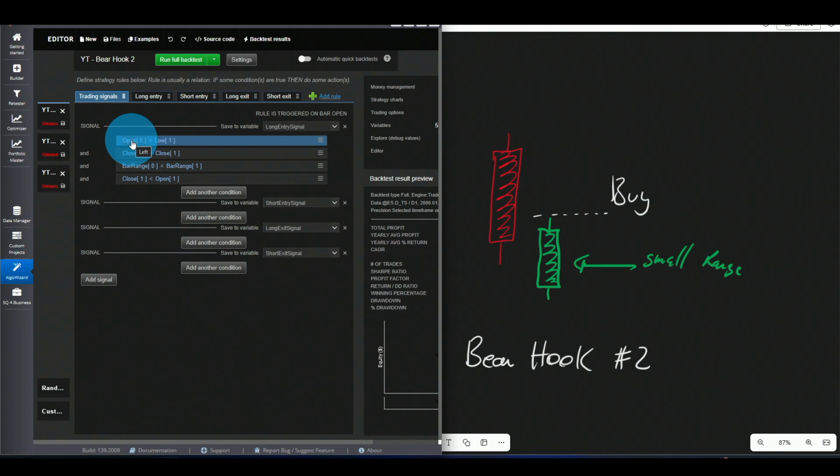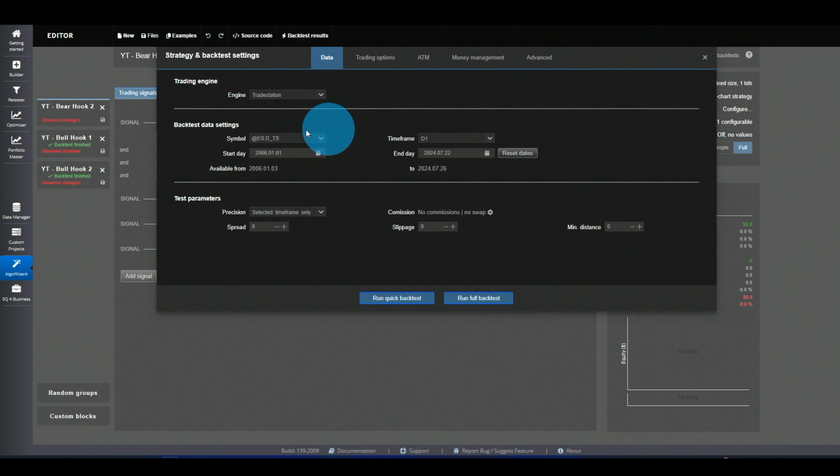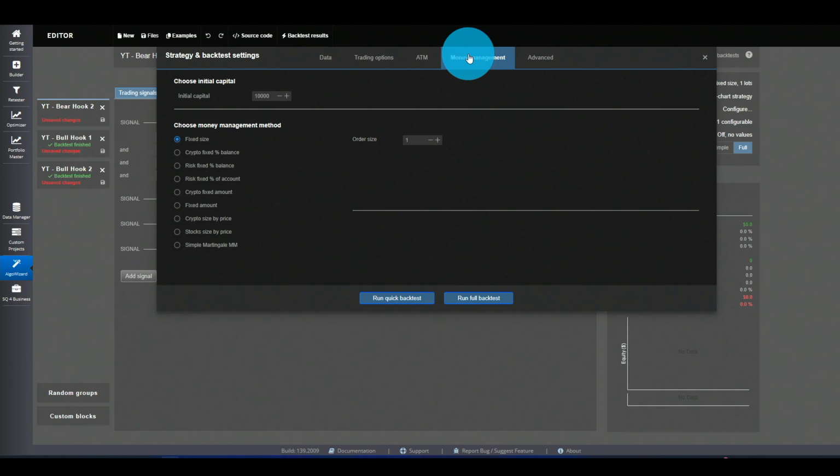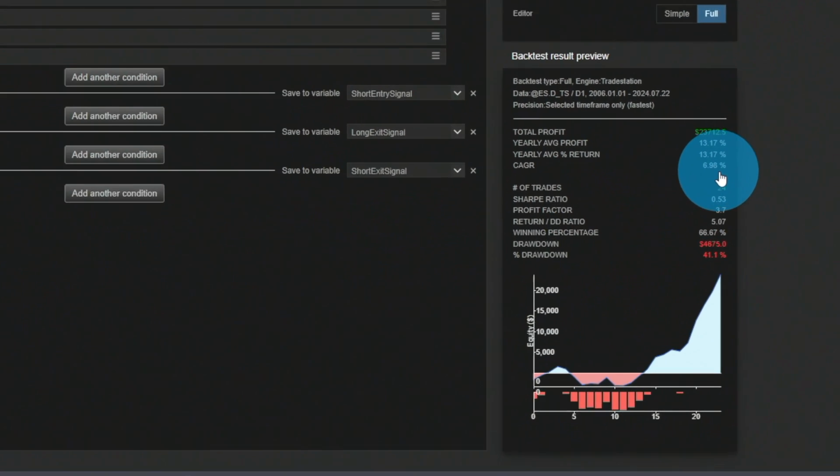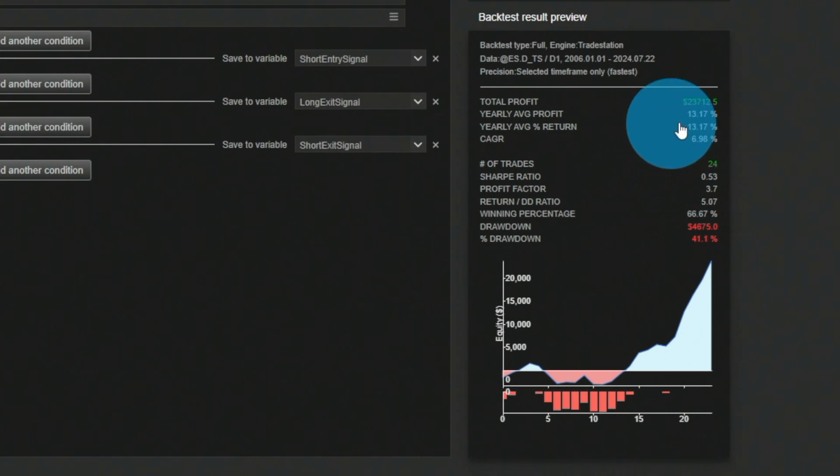And here is the pattern built. So the open is lower than the previous low. The close is higher than the previous close. And then the range is smaller than this. And then yesterday, the close is lower than the open. Again, I have the same data, the S&P 500 E-mini futures using TradeStation with 1 contract fixed and no slippage and commission. And as expected, the pattern is profitable, but again, very low number of trades.